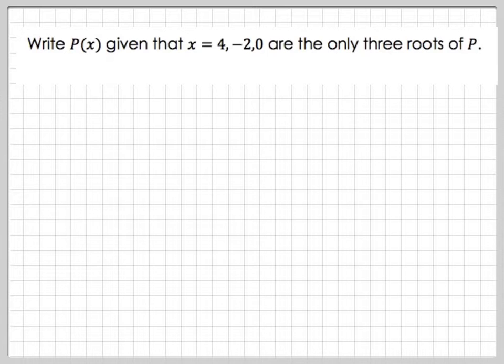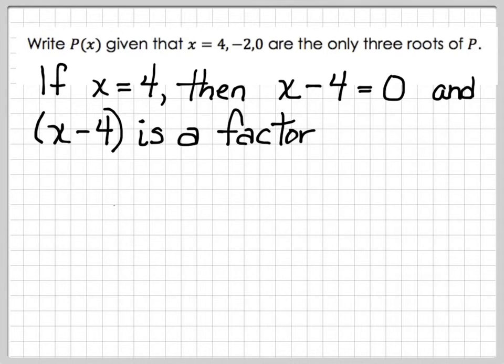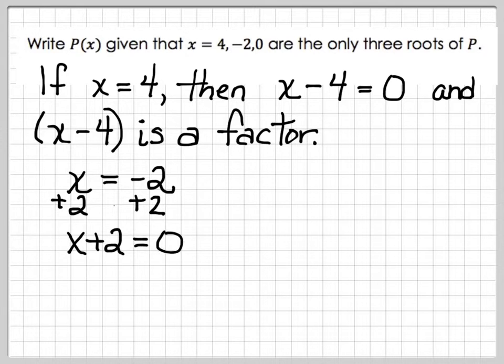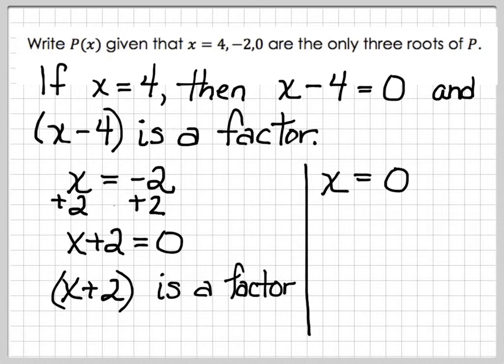Here's how it looks. If x equals 4, then if I subtract 4 from both sides, I get x minus 4 equals 0, which means that x minus 4 is a factor. So if x equals negative 2, then x plus 2 is a factor. And x equals 0 means x is a factor.